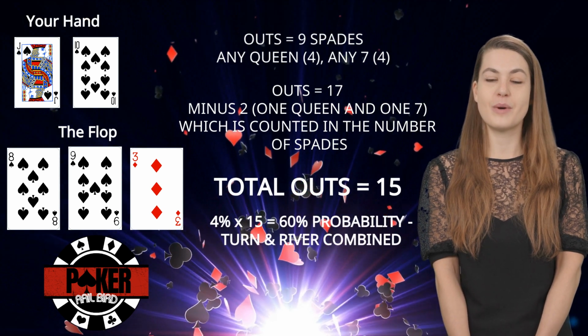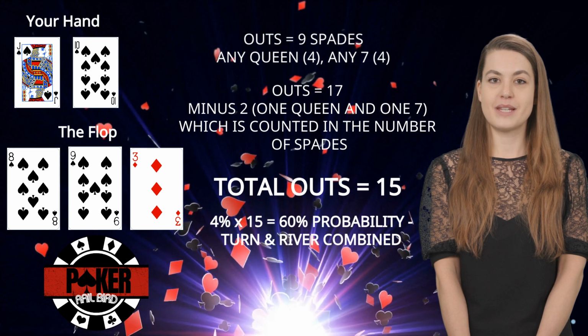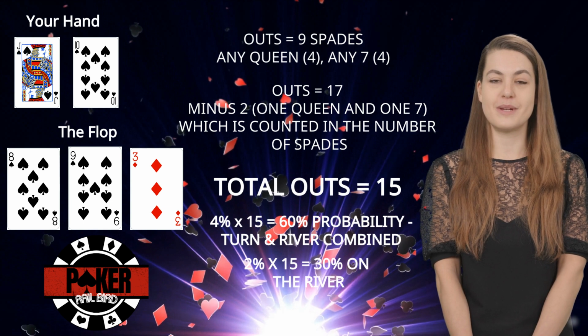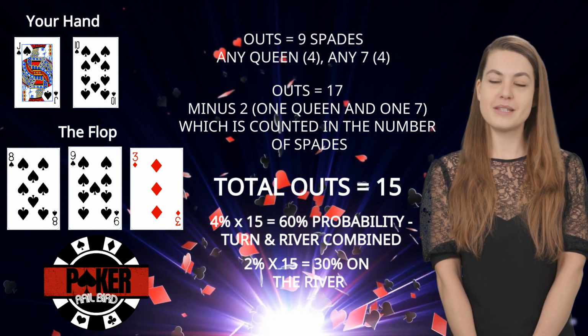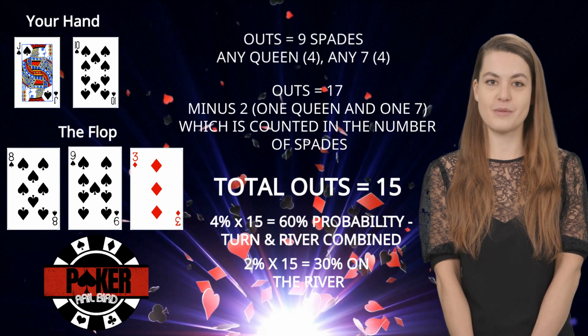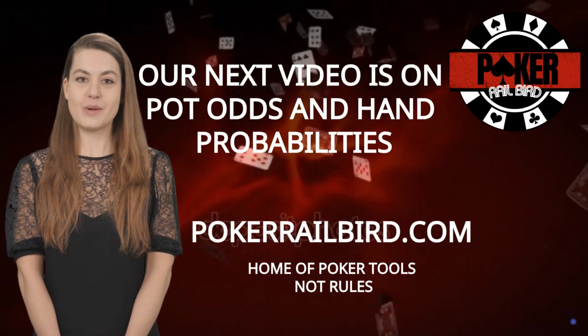So for the turn, we will have 4% times 15 outs, a 60% probability of making our hand, again for the turn and river combined. If we miss the turn, then we have 2% times our 15 outs, a 30% probability of hitting our hand on the river. I hope you have enjoyed our video on GTO and poker math.